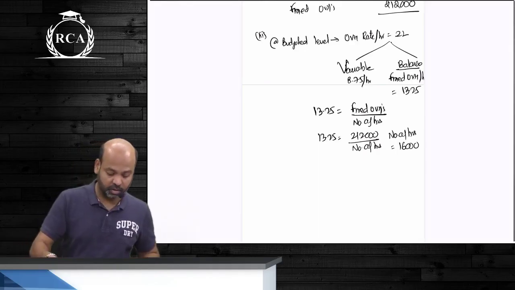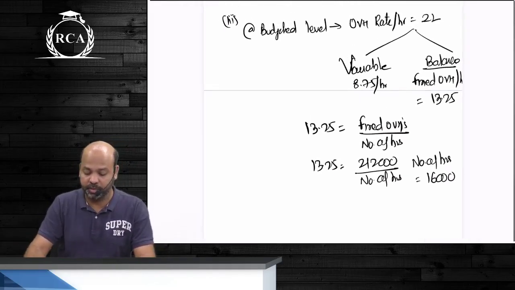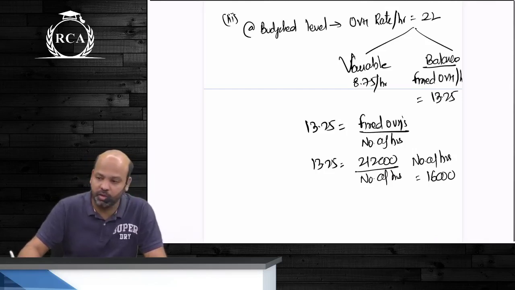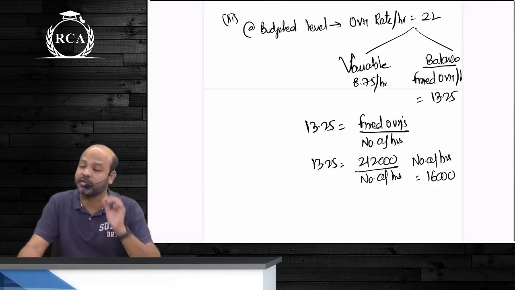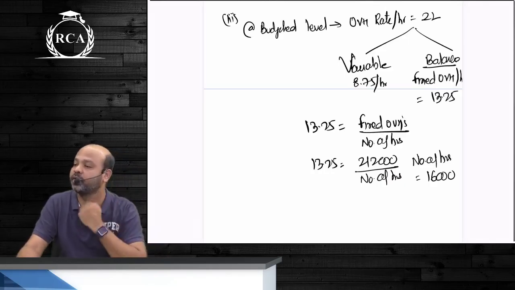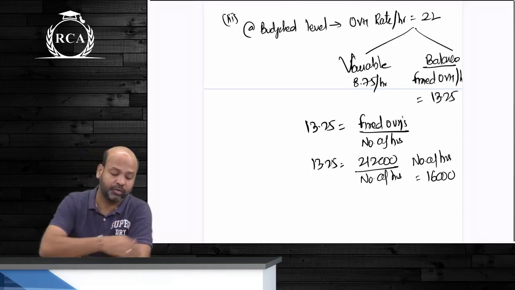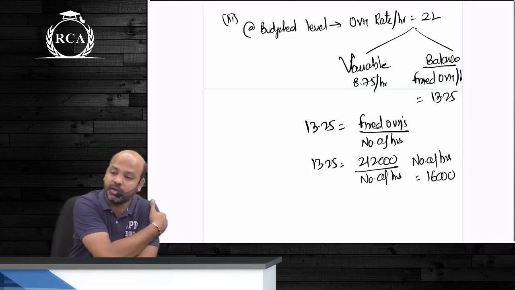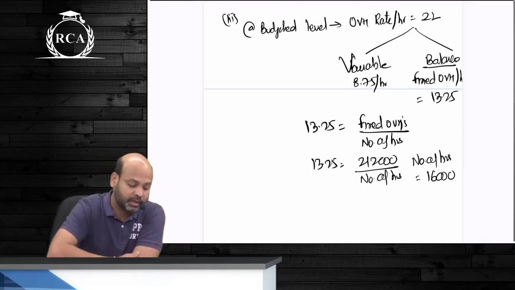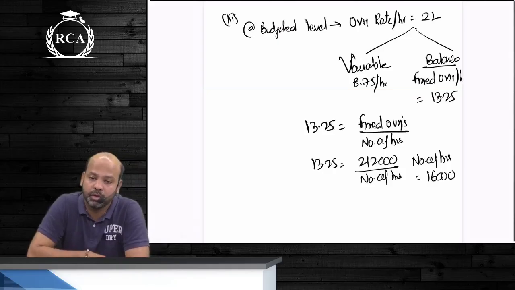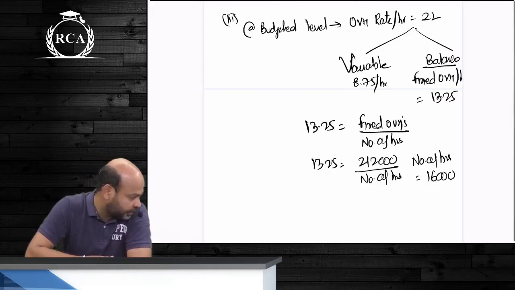Share the answer in the group guys. Budgeted hours would be 16,000. Calculate the amount of under or over recovery. I've explained this in detail guys. You will have to absorb overheads at the rate of 22 rupees per hour now, because budgeted recovery rate is 22. You're going to multiply that by 14,970 hours. You will get total overheads absorbed. Compare that with 3,22,000. You will know what is the amount of under or over recovery of overheads.